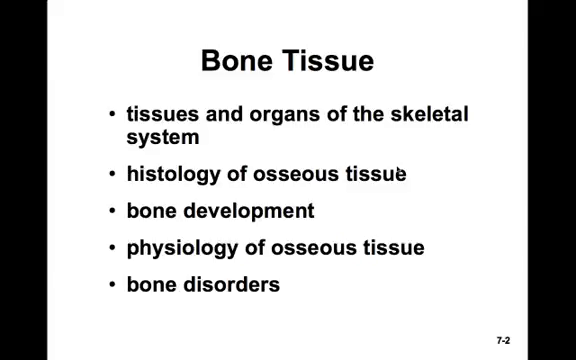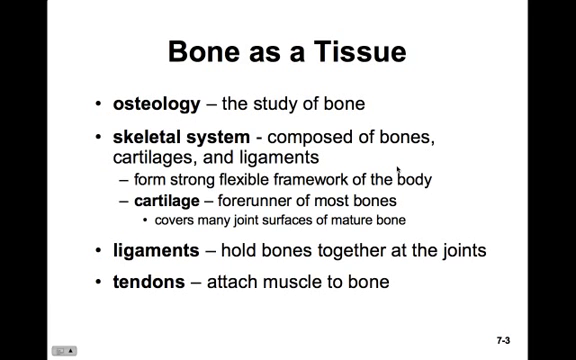It's hard to imagine bone as an actual living tissue, but it's fascinating stuff. And then we'll look at some bone disorders. So the skeletal system is composed of bones, cartilages, and ligaments that are joined tightly and form a strong, flexible framework for the whole body to be suspended within.